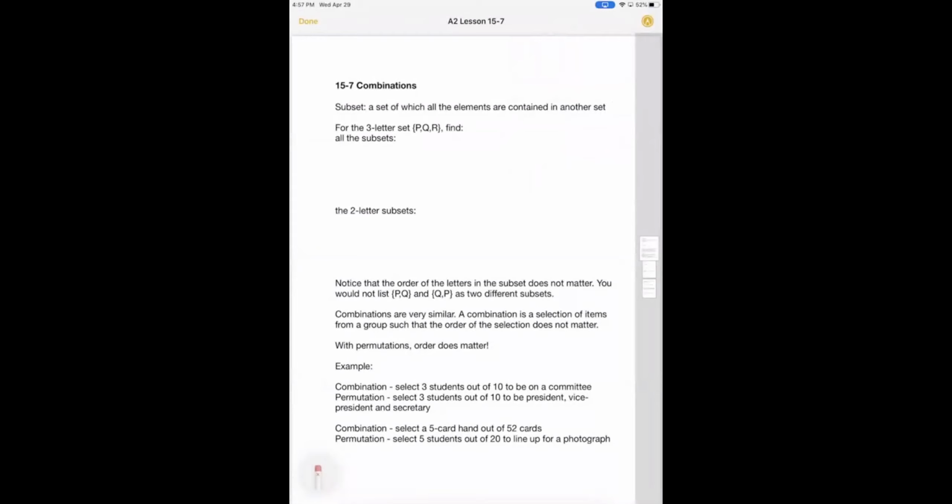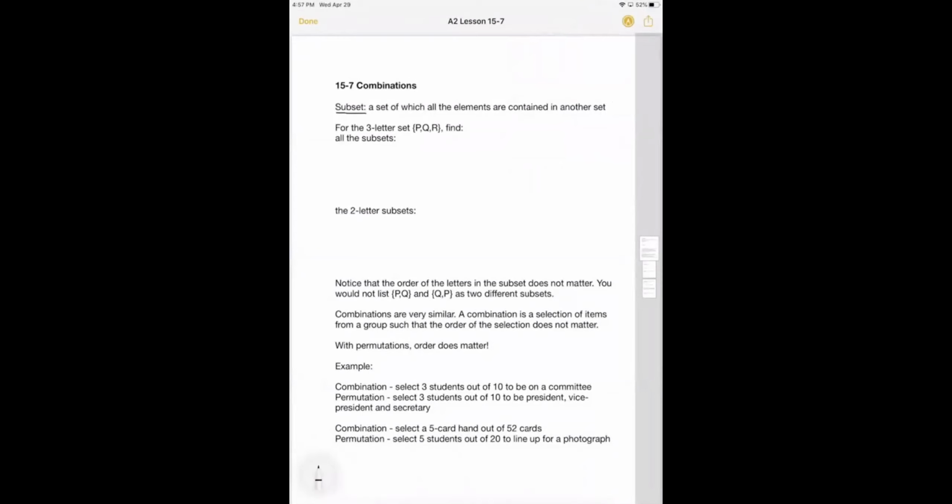Well, before we do that, I want to go ahead and talk about subsets. What is a subset? Well, where is my pen? I'm on erase mode. It always happens. A subset is a set of which all the elements are contained in another set.